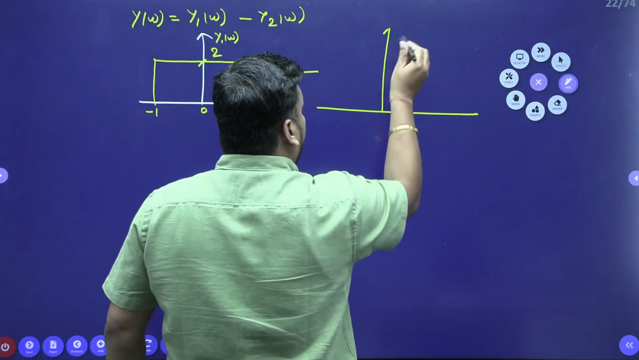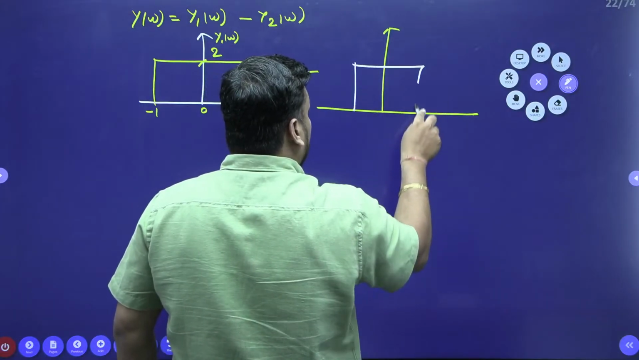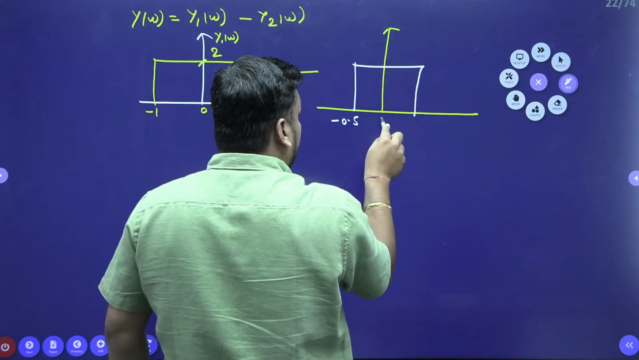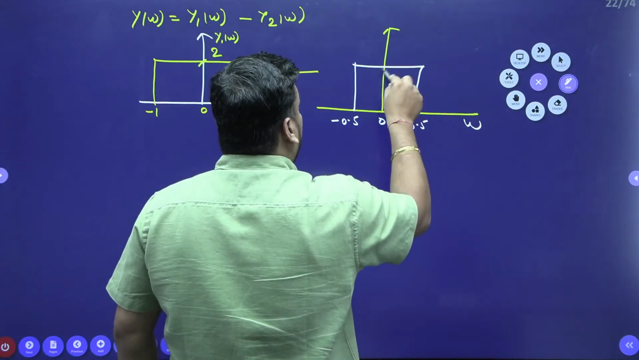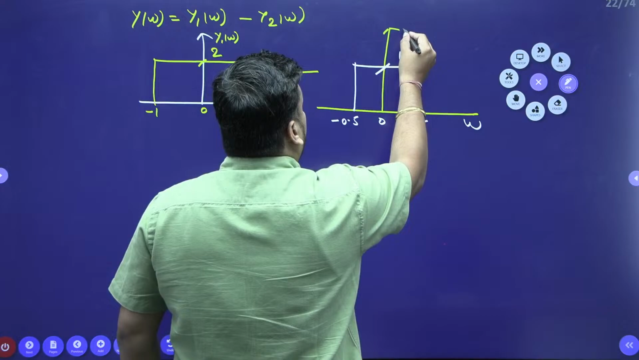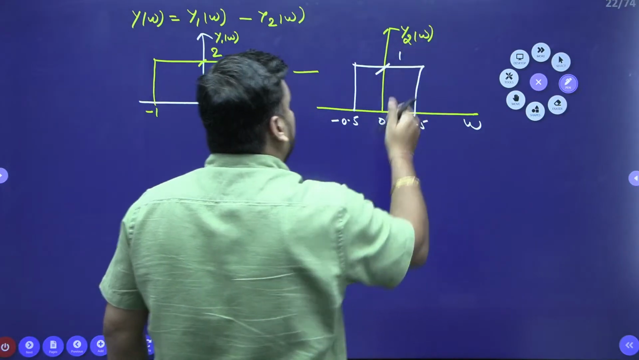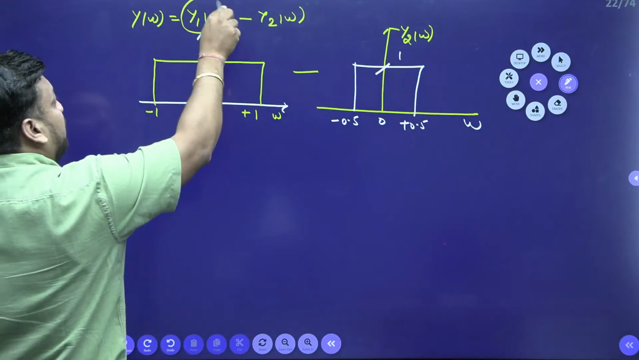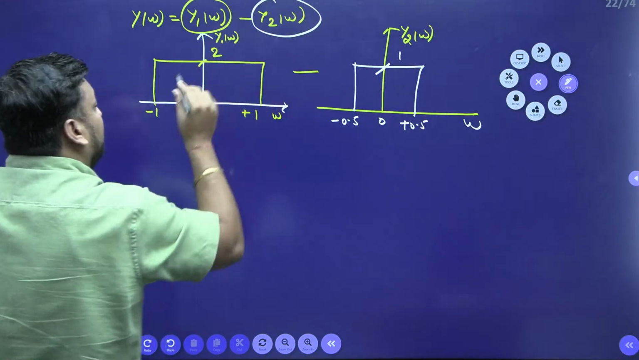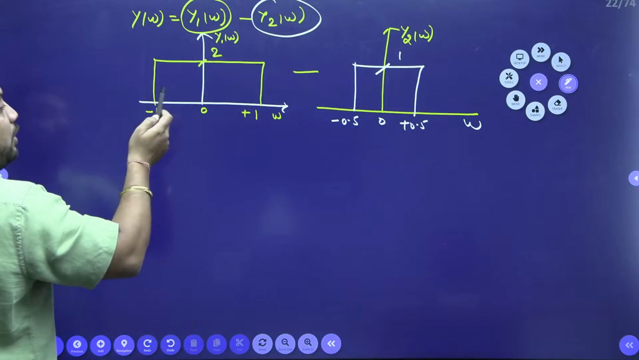So y2 omega again contains a rectangular pulse only, but having the duration from minus 0.5 to plus 0.5 with respect to omega. The magnitude is 1 and this is my y2 omega. I am looking for y1 of t and y2 of t, but before that I should find out a and tau.